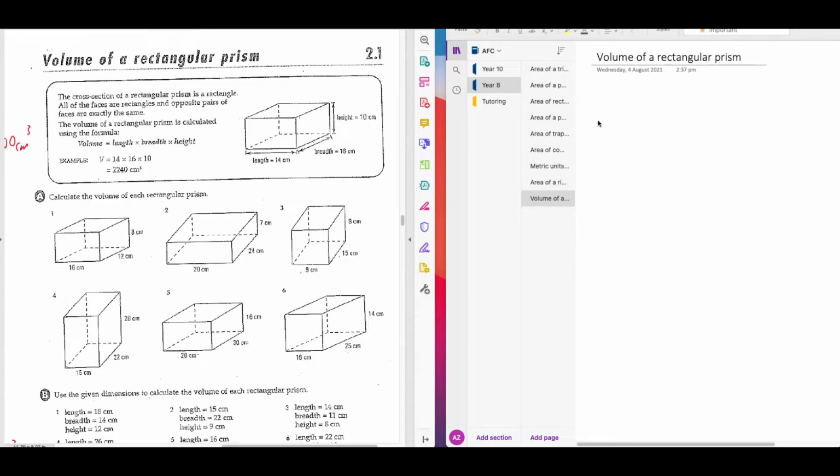So for the volume of a rectangular prism, you're actually applying the same formula as in the previous lesson, which is volume is equal to A times H. In this case, the A is basically the area of the rectangle at the bottom.